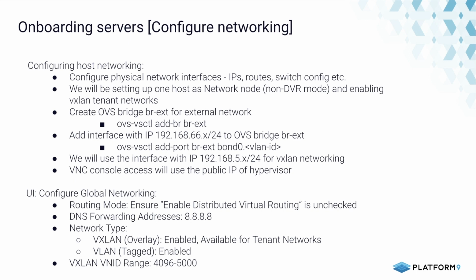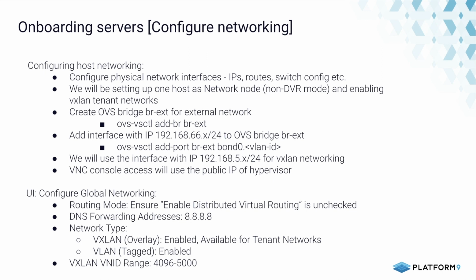Now, let's move on to the networking prerequisites. We're going to set up one host as a network node since we will be running Neutron in non-DVR mode, and we'll be enabling VXLAN tenant networks. OpenVSwitch, also commonly referenced as OVS, is a major component in making all of this work. Open vSwitch is how we create virtual network switches within OpenStack. Bridges are like the central hubs within OVS, allowing us to connect different network components together.